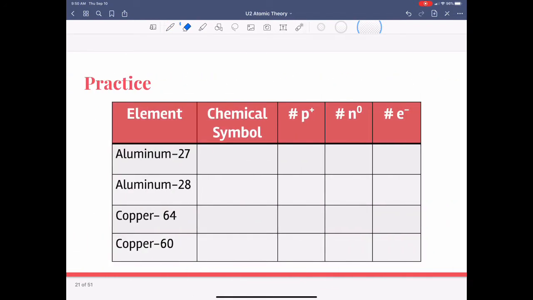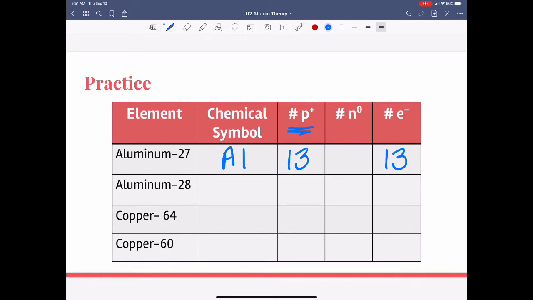So now let's take a look at some examples that are in your packet, and let's do these together. So we've got 2 different isotopes of aluminum and 2 different isotopes of copper here. Our chemical symbol, what do you see as the abbreviation on your periodic table? For aluminum, we have Al. Number of protons. We know that the number of protons never, ever, ever changes. That's your atomic number. So our atomic number of aluminum is 13. Protons equal electrons because it is neutral, so that is also going to be 13.